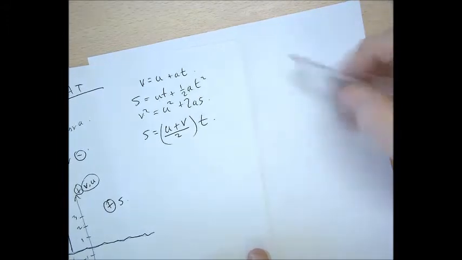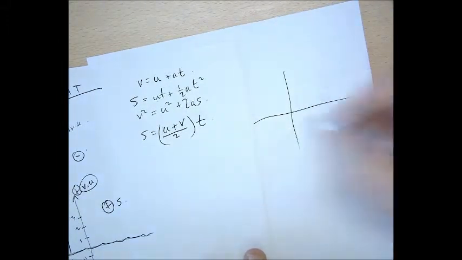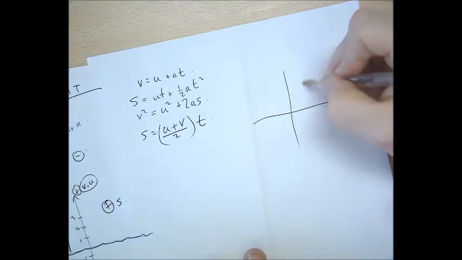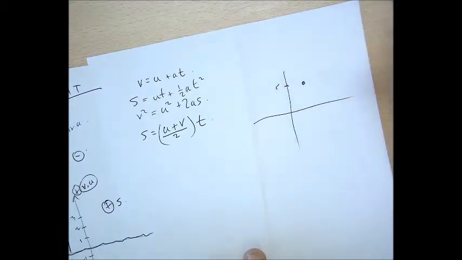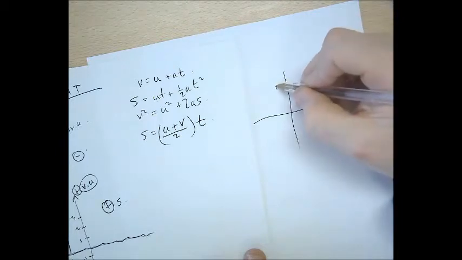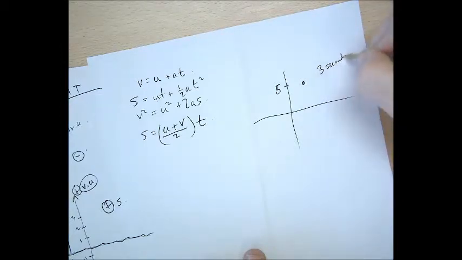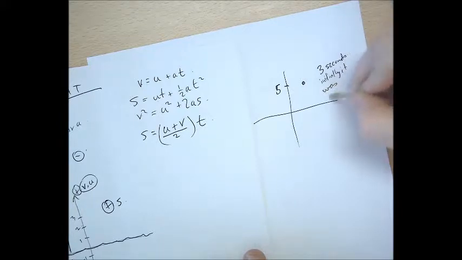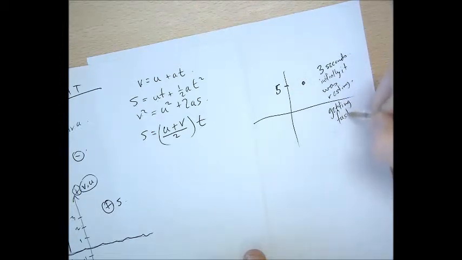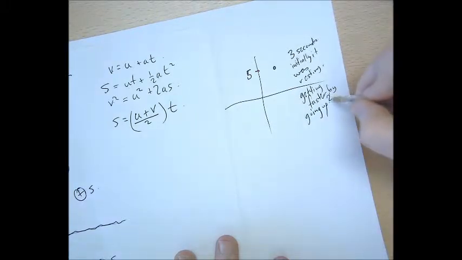Now, I'll just leave those formulas there best I can. So here's a quick little situation. We'll do it with the sea level again. So this is the sea level. Now, I've got a particle. It's currently 5 above. It's been going for 3 seconds since the start, and initially it was resting, and its acceleration is such that it's getting faster by 2 meters per second per second.